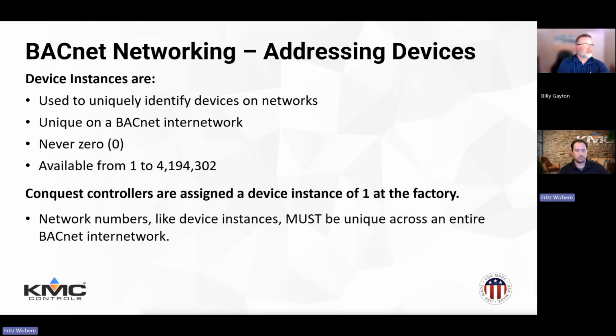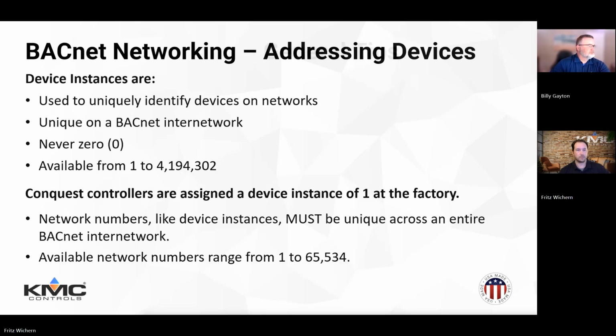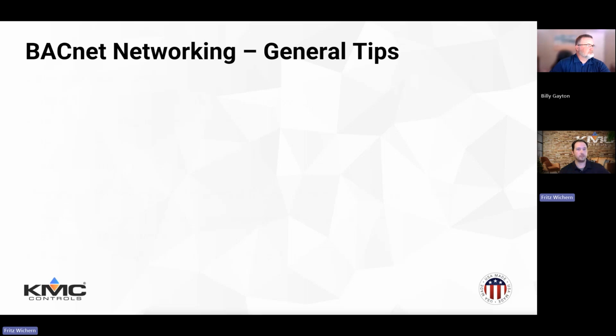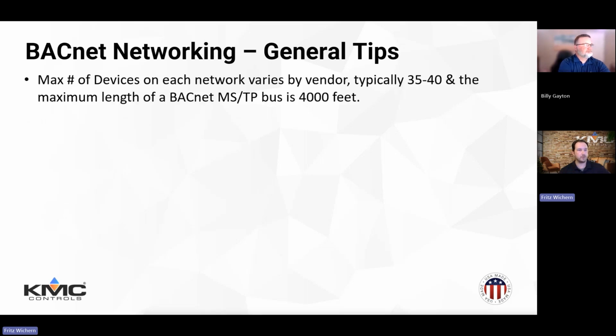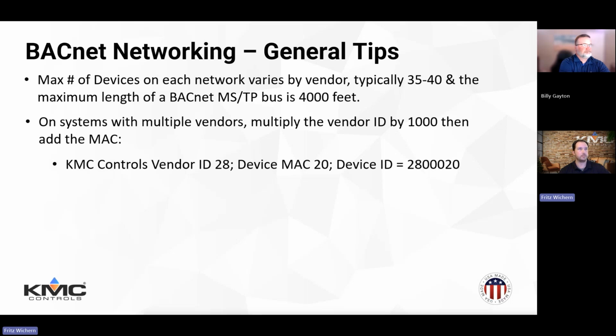What else? Available network numbers. You've got 1 to 65,000 some odd. I think that covers it there. All right, a few little general tips. Max number of devices on each of the networks varies by vendor, typically 35 to 40. The maximum length of a BACnet MSTP bus is 4,000 feet.